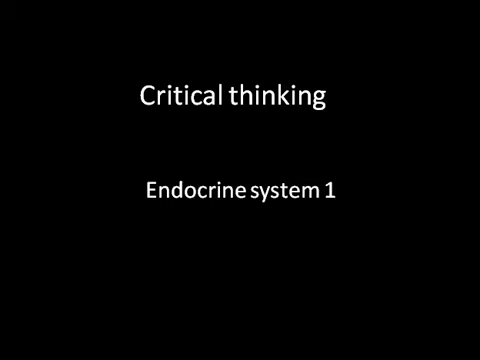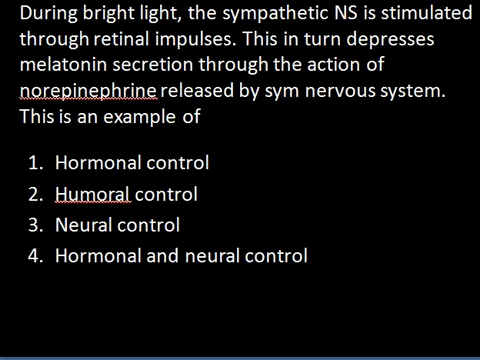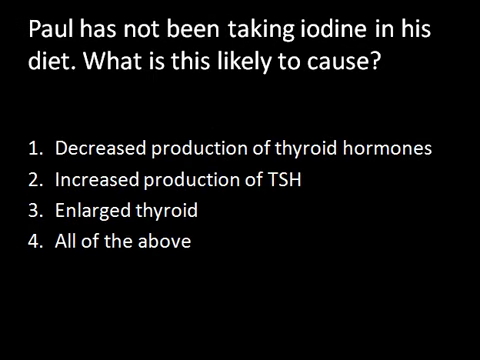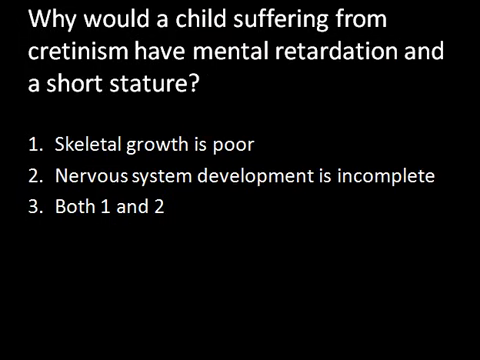This is critical thinking on the endocrine system, the first part. So here let's look at some questions. So this is on secretion, the control of secretion. This question is on ADH. This is on iodine and the thyroid gland. And here's another question on thyroid hormones.